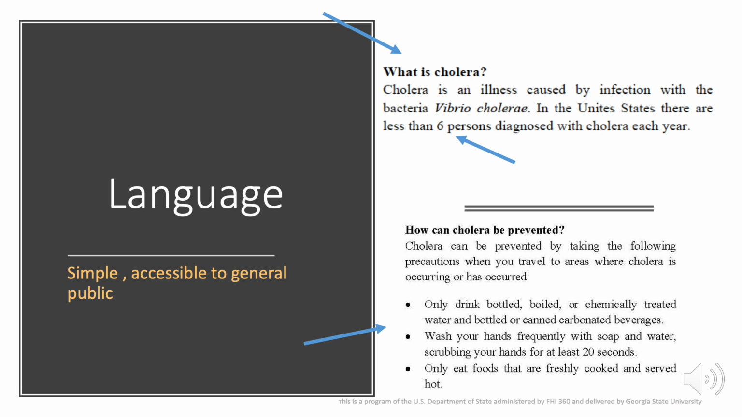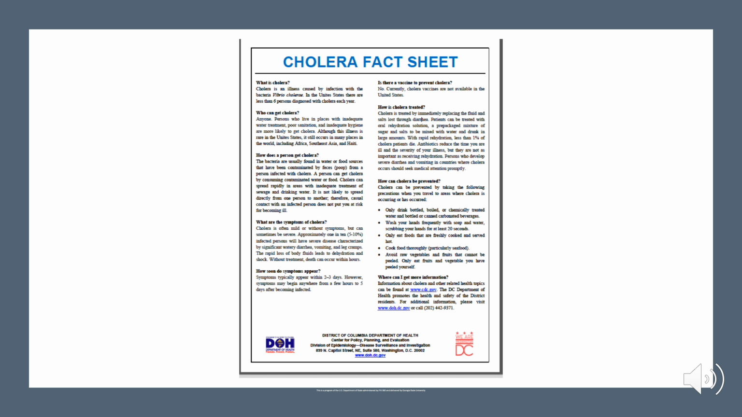Here it is talking about how cholera is prevented, and they're giving you the different things that the person can do to avoid cholera. This is the model of fact sheet that I mentioned a while ago. You can download it from Canvas and use it as a reference for the fact sheet that you will have to write.